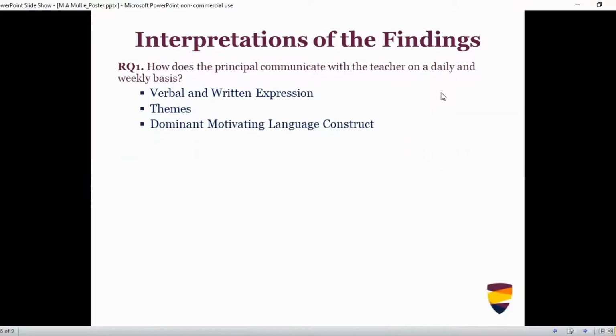Interpretation of the findings. Research question 1. How does the principal communicate with teachers on a daily and weekly basis? The 7 verbal communication platforms were morning and afternoon announcements, walkthroughs, professional learning communities, faculty meetings, professional development, and emergency meetings. The 5 written expression platforms were daily and weekly emails, memorandums, monthly calendars, and shout-out blogs. For the 14 themes, changes, expectations, teacher focus, and student achievement help to answer this research question. The findings suggest that direction-giving language was the dominant motivating language construct.